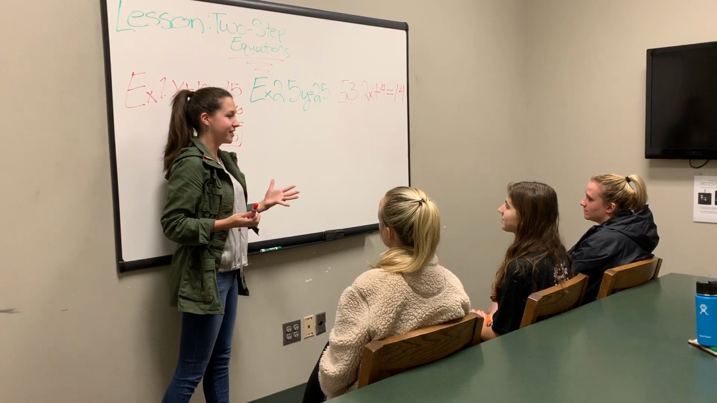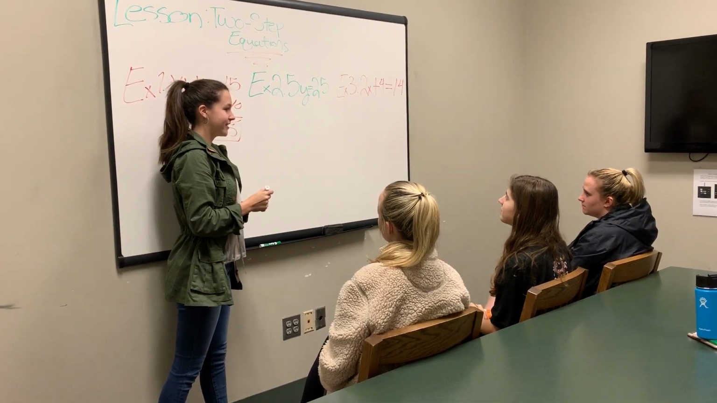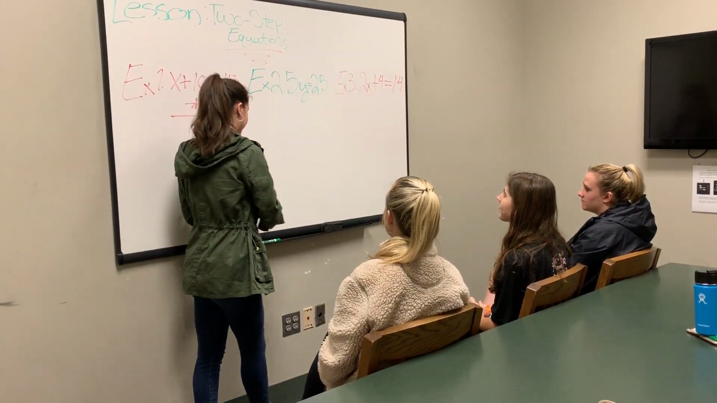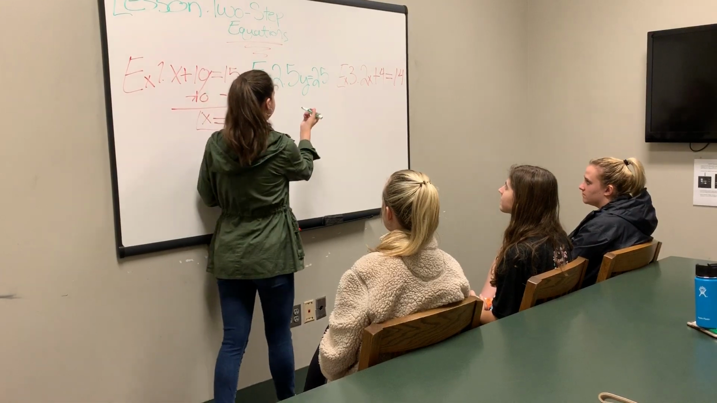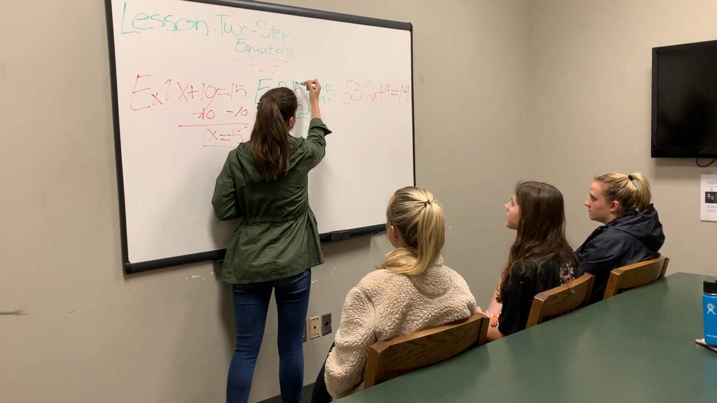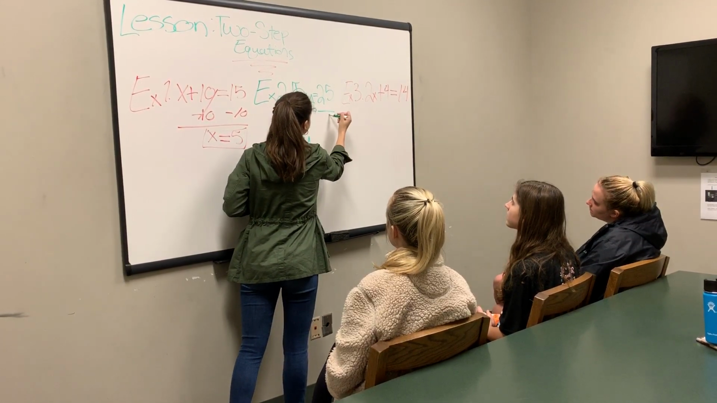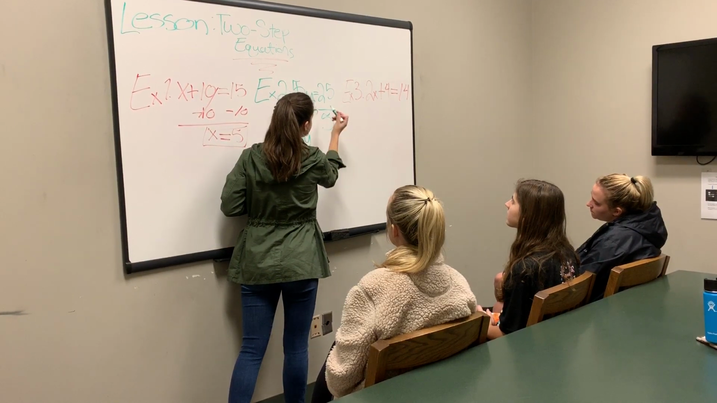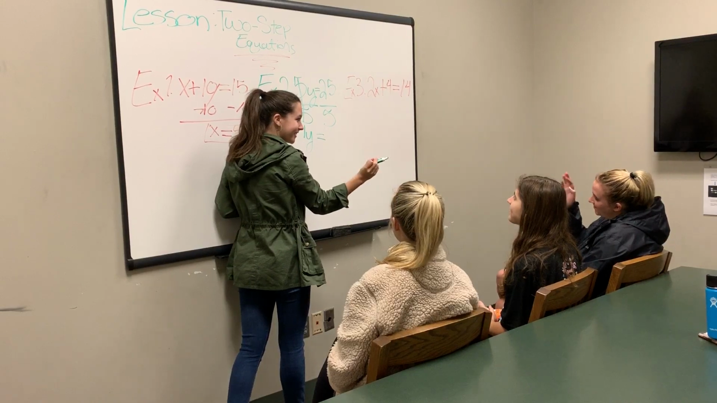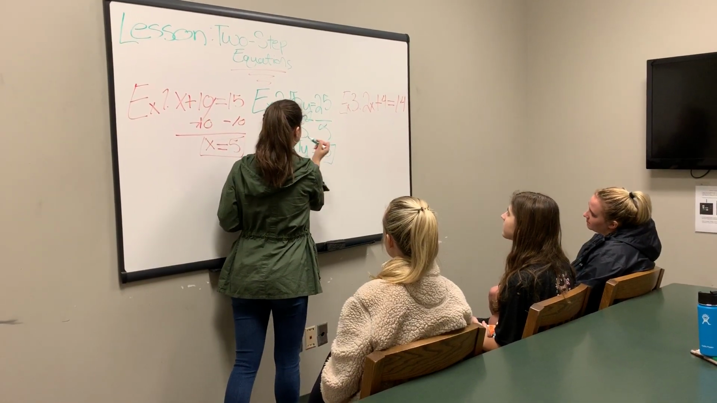So if something is being multiplied, what must you do? Rebecca? Divide it. Yes, divide it on both sides. So you divide 5 by 5, which gives you 1y on this side. Whatever you do to one side, you must do to the other. So that gives you, anyone? 5. Correct. So y equals 5.